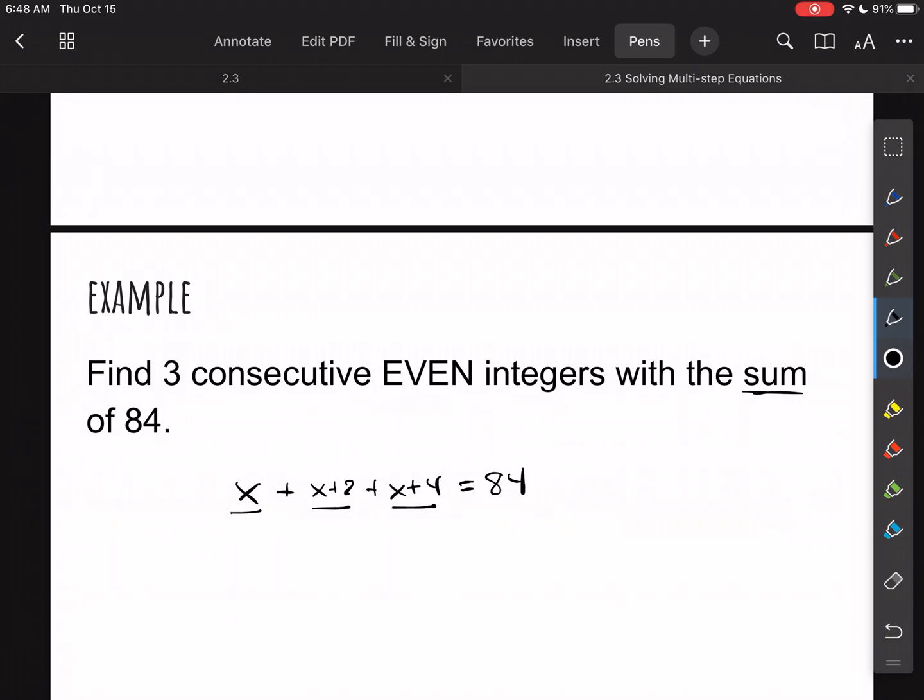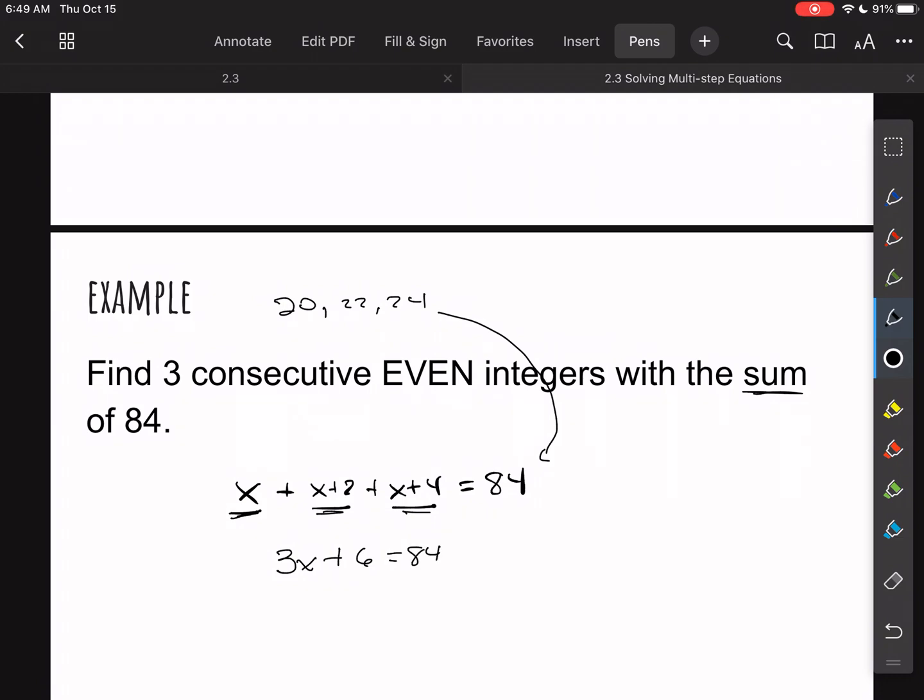What I see some students do on the test is they forget about this little rule, and they just start doing guess and check. They're like, let's try 20 plus 22 plus 24, and then they have to do it out and see if it works. Whereas if you remember this, you don't have to do any of that guess and check. You can just go straight to the answer. So if we combine our x terms here, we get 3x plus 6 is equal to 84.